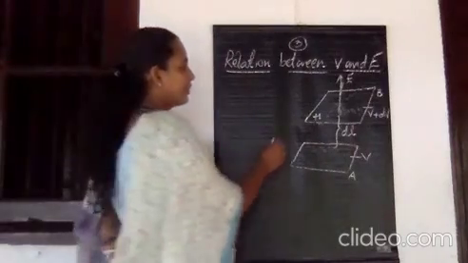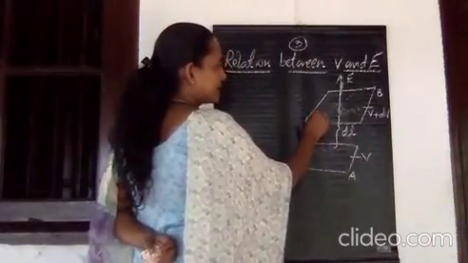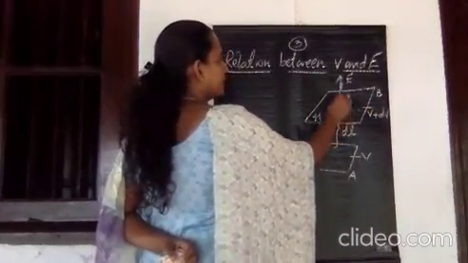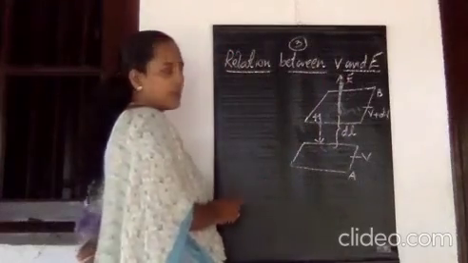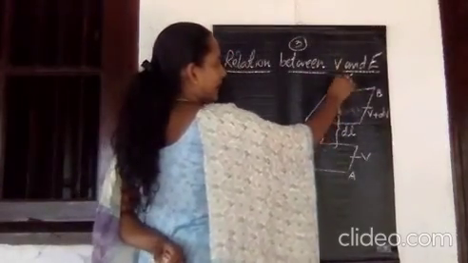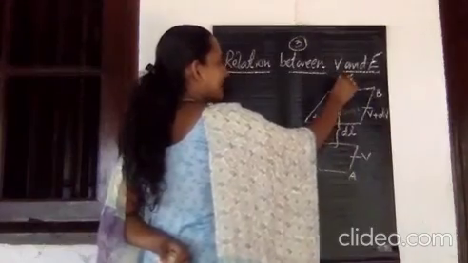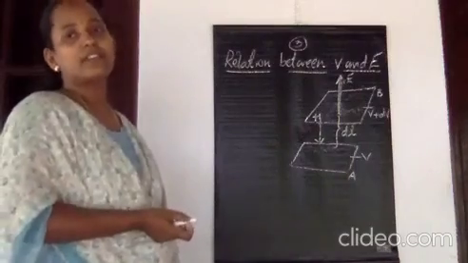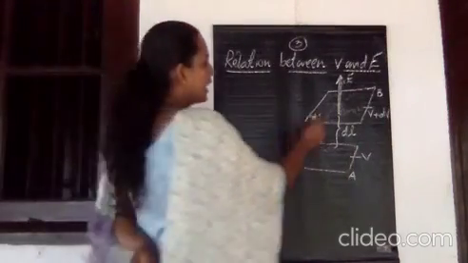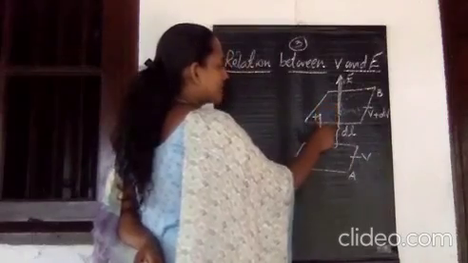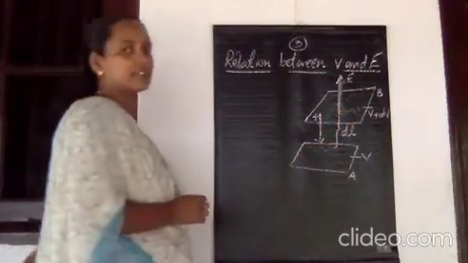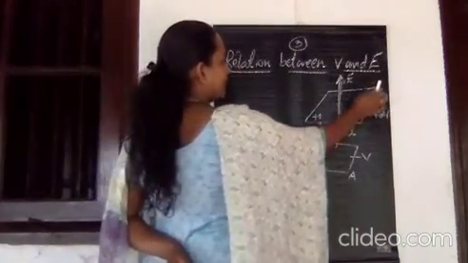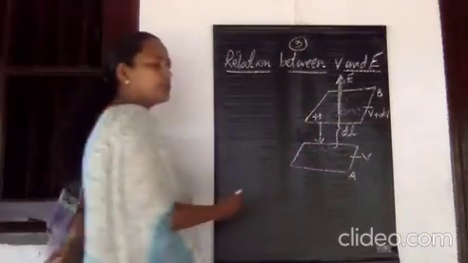So suppose we are moving a unit positive charge from plane B to plane A in a direction opposite to the direction of the electric field. If at a given point the electric field is acting along this direction, that is the direction of the electric field itself. So here we are moving a unit positive charge opposite to the direction of the electric field. When a unit positive charge moves from plane B to plane A, we need to do some work.